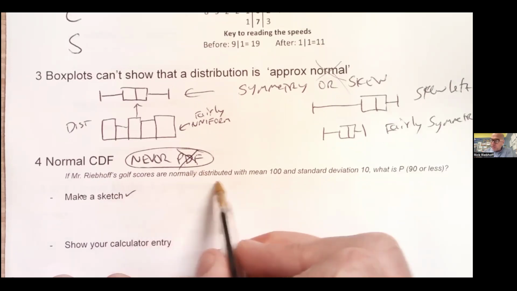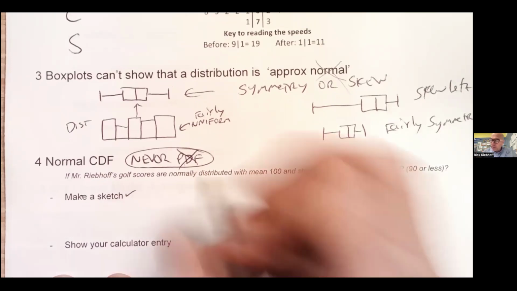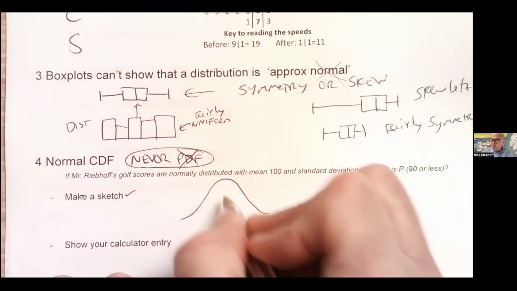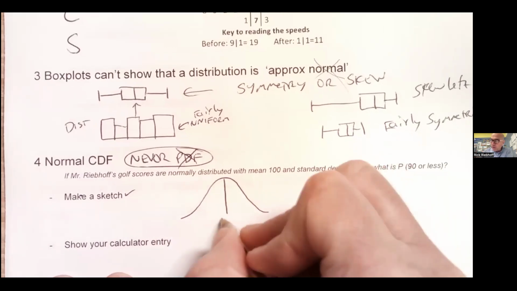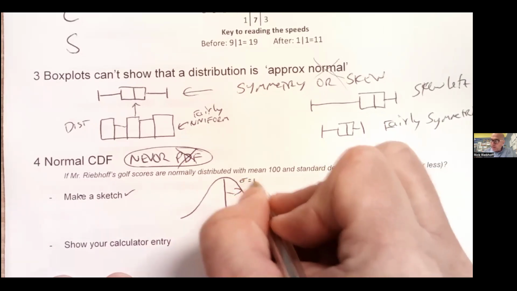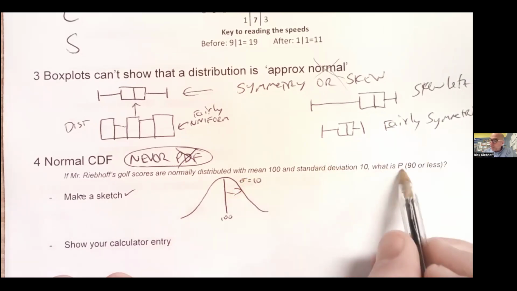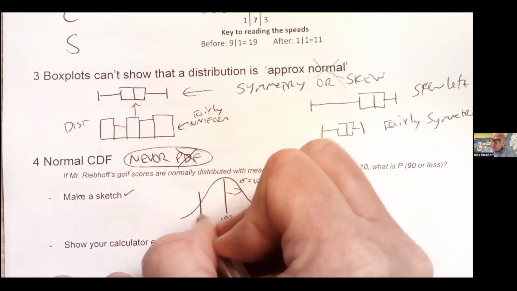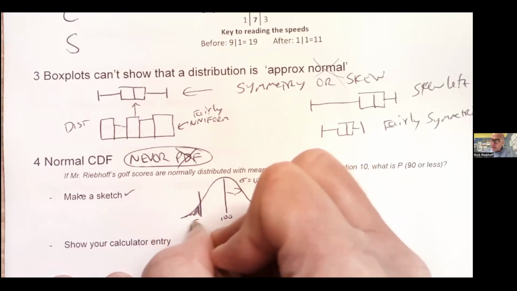Mystery of skull score is normally distributed, mean of 100, standard deviation of 10. As soon as I read that, I'm drawing a normal curve. I'm going to put 100 right smack dab in the middle. I'm going to show my standard deviation is equal to 10. Okay. What is the probability that he gets a 90 or less? So I'm going to do something like this, 90 or less.